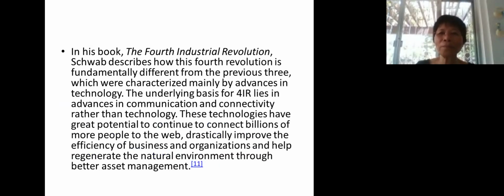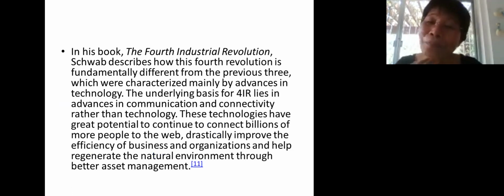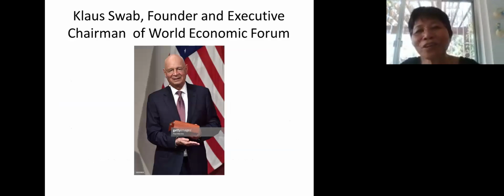This was actually a book. There is a book about this by Schwab. The underlying basis for the fourth industrial revolution lies in the advancement in communication and connectivity rather than technology. So it's more communication technology. These technologies have great potential to connect billions more people to the web, drastically improve the efficiency of business and organization, and help regenerate the natural environment through better asset management. That's why the traceability technology is part of the fourth industrial revolution, because you enhance the natural environment through better asset management.